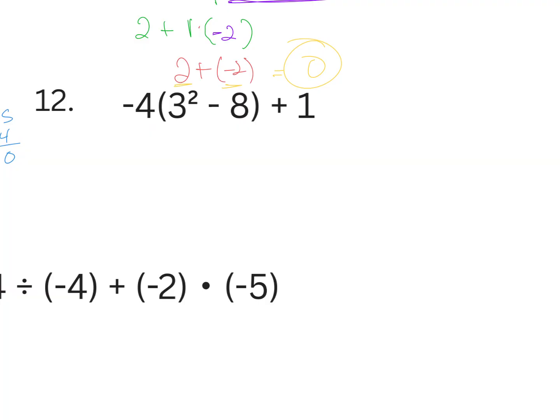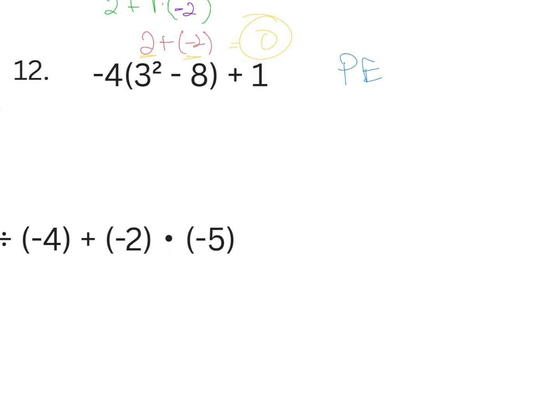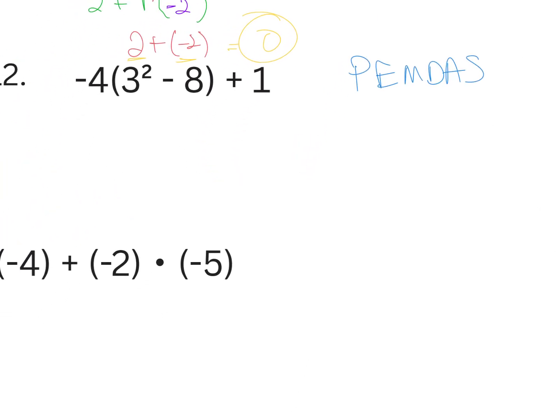12. Okay, we're getting a little more complicated still. In fact, I'm going to write PEMDAS over here to remind myself. I mean, for you, it's just right there, but I don't want to zoom in and out. So I got parentheses. Inside of these parentheses, I've actually got exponents. So here's what I'm going to do. Negative 4, 9 minus 8 plus 1.